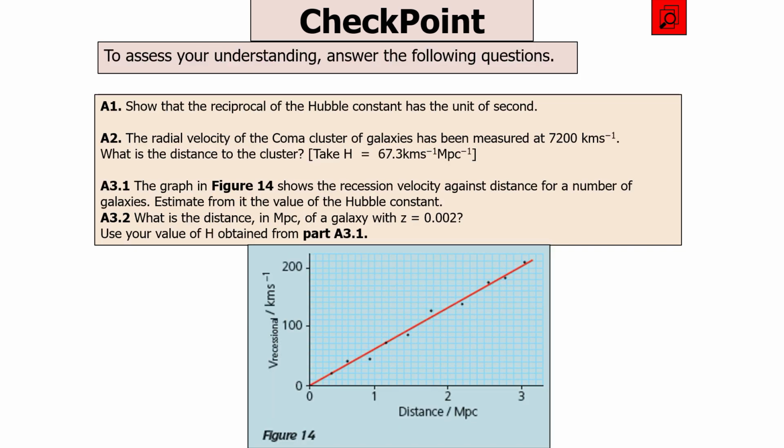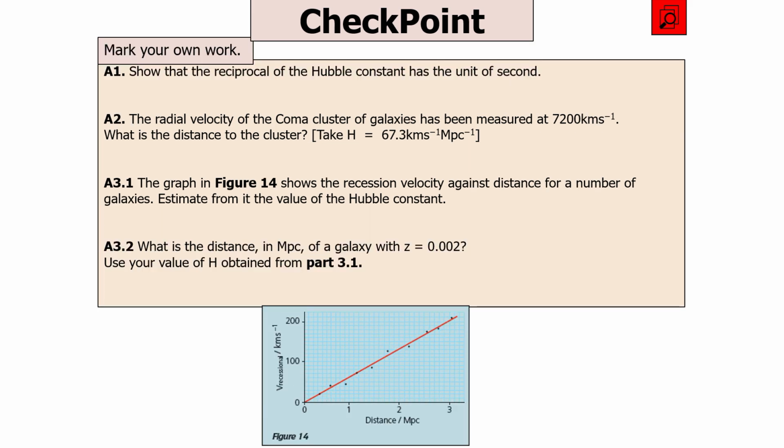The next question says, show that the reciprocal of the Hubble constant has the unit of the second. Then, the radial velocity of the Coma cluster of galaxies is measured at 7,200 kilometers per second. What is the distance to the cluster? Then the graph shown below has the recession velocity against the distance for a number of galaxies. Estimate from it the value of the Hubble constant. And then what is the distance in megaparsecs of a galaxy with a z of 0.002? So pause the video now, then unpause the video when you want to go through your answer.